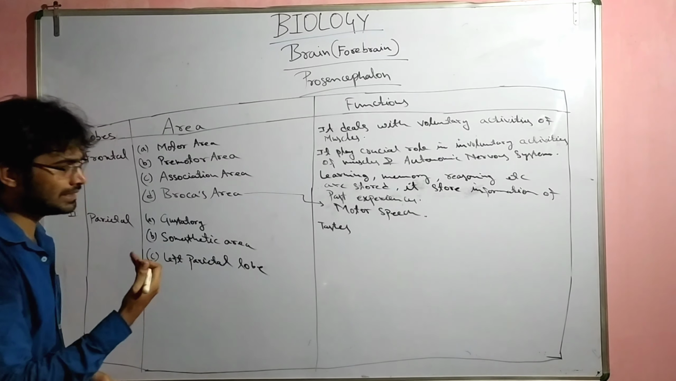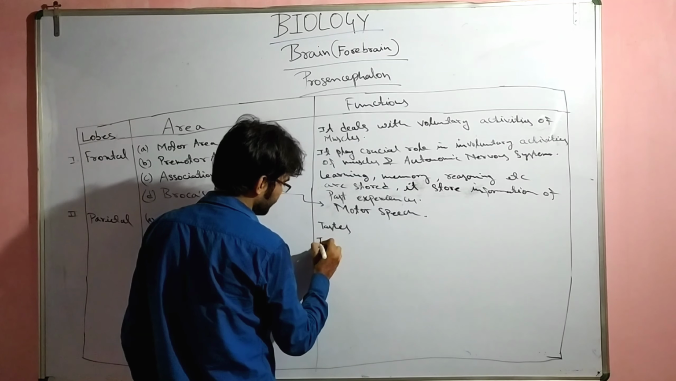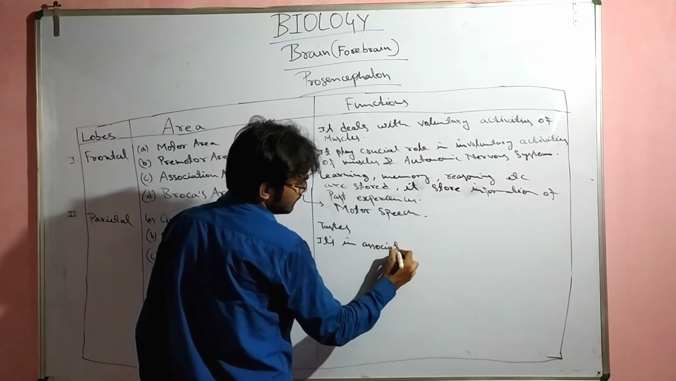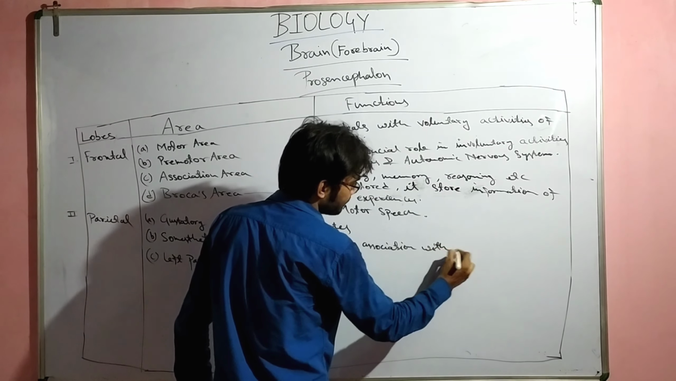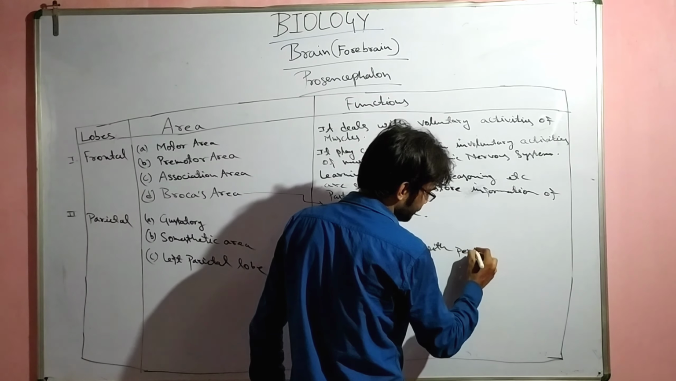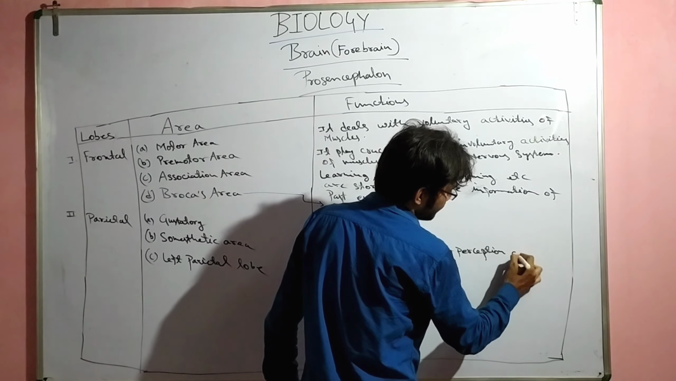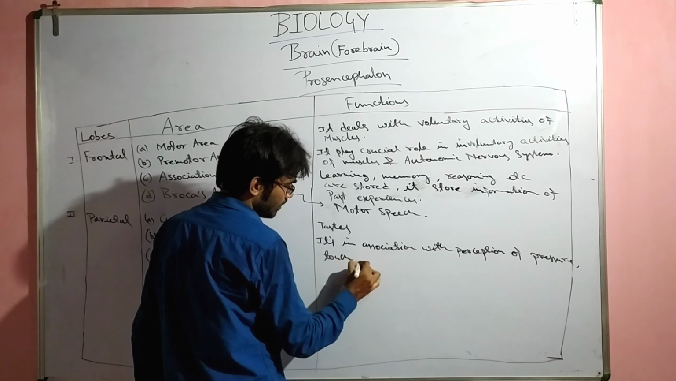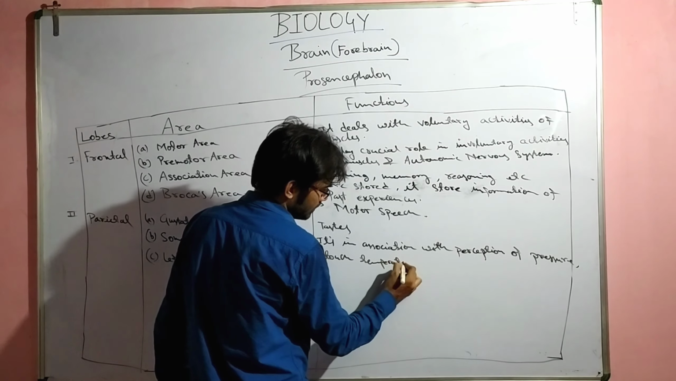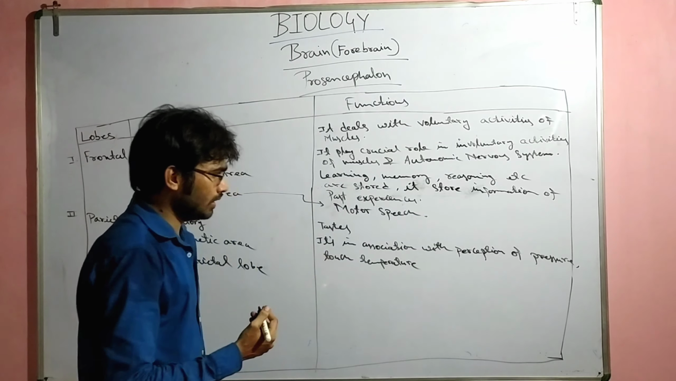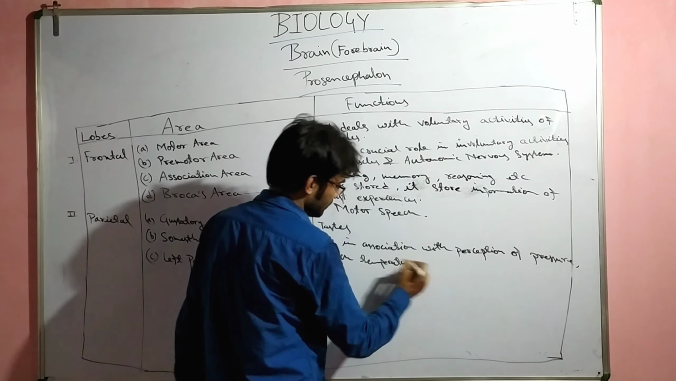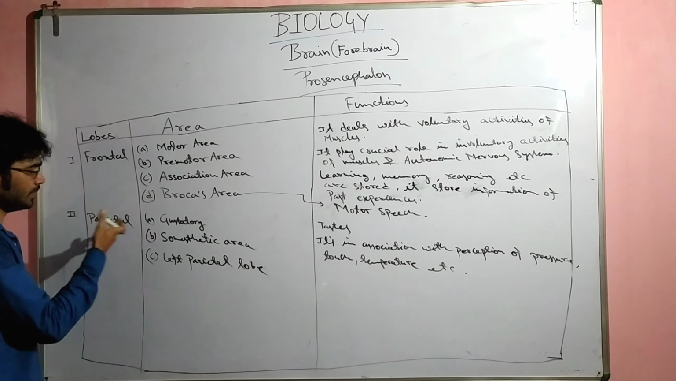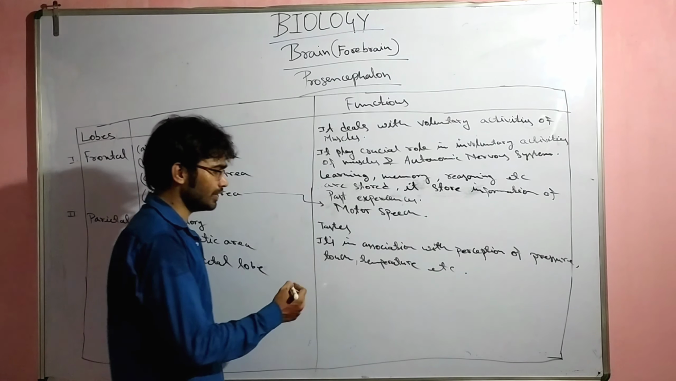The somesthetic area is in association with perception of pressure, touch, temperature, etc. And now the left part of the parietal lobe is concerned with speech.